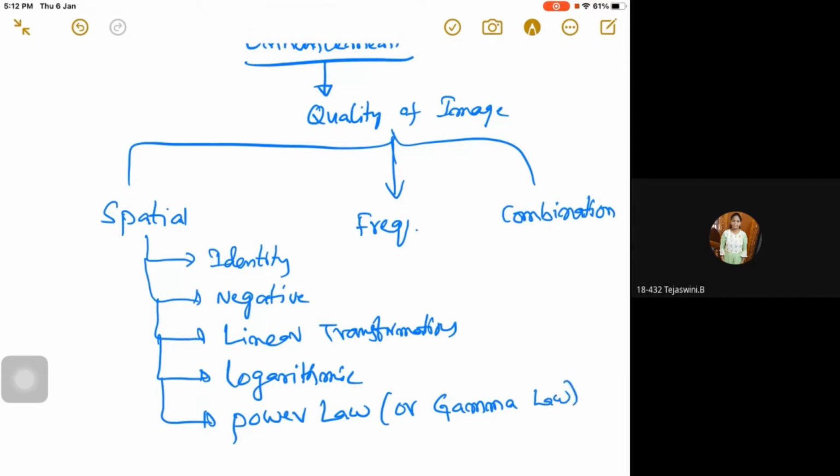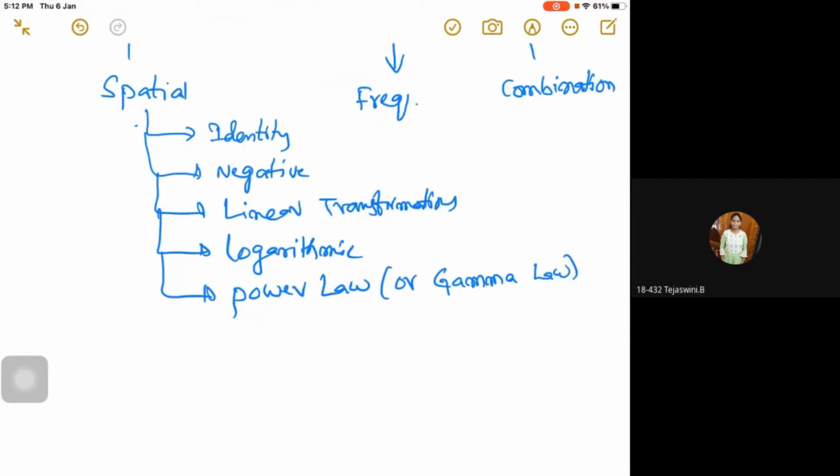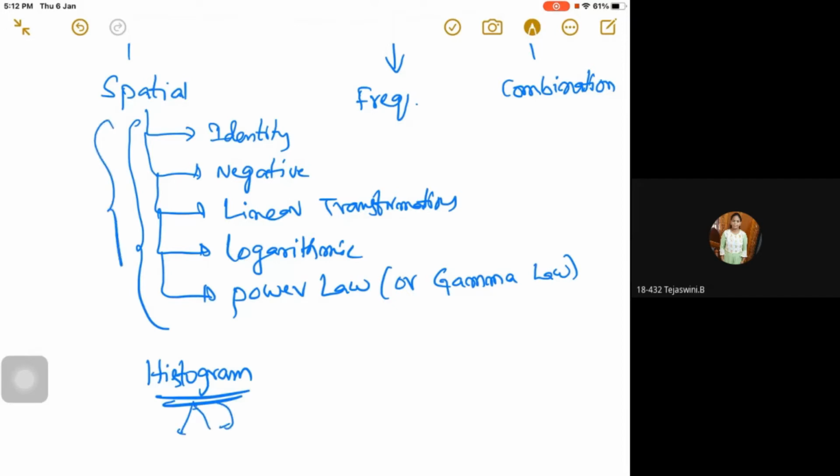Here, out of all these techniques, we have seen the powerful image enhancement technique, that is histogram. A very important and useful image enhancement technique is histogram. Actually, we started with the histogram technique because it is very important and the most useful technique in the image enhancement process. Right. We have solved problems in this histogram also. And coming to the other techniques: identity, negative, linear transformations, logarithmic, power laws.